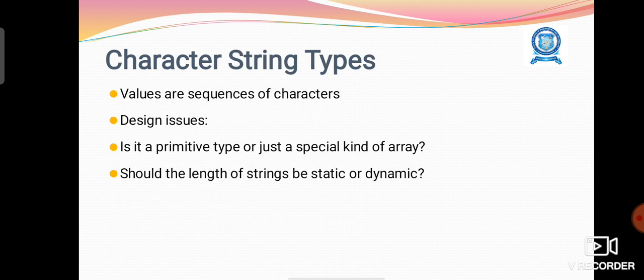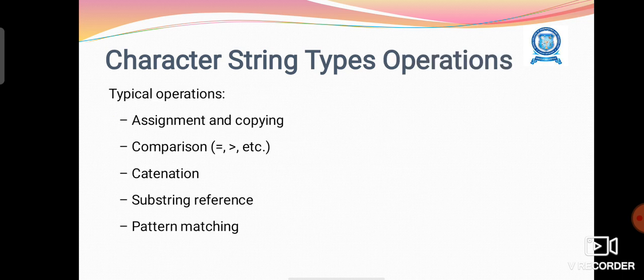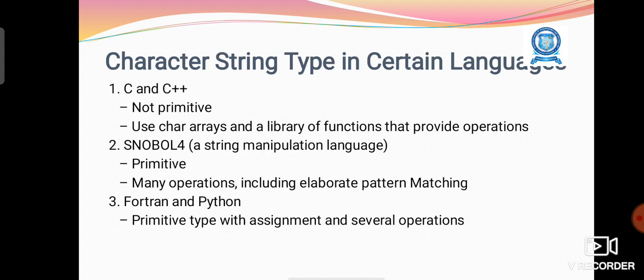The values are sequences of characters in the character string data types. They support operations like assignment and copying, comparison, concatenation, substring reference, pattern matching. In C and C++, it uses character arrays and library functions that provide the operations. In SNOBOL4, it supports many operations, including elaborate pattern matching. In Fortran and Python, they are a primitive type with assignment and several operations.